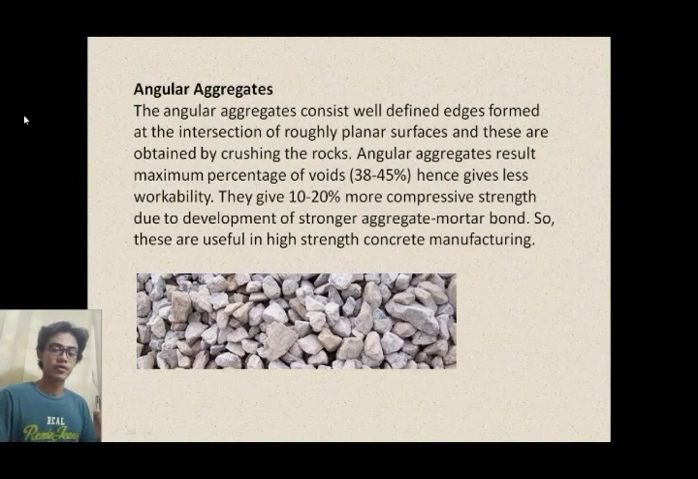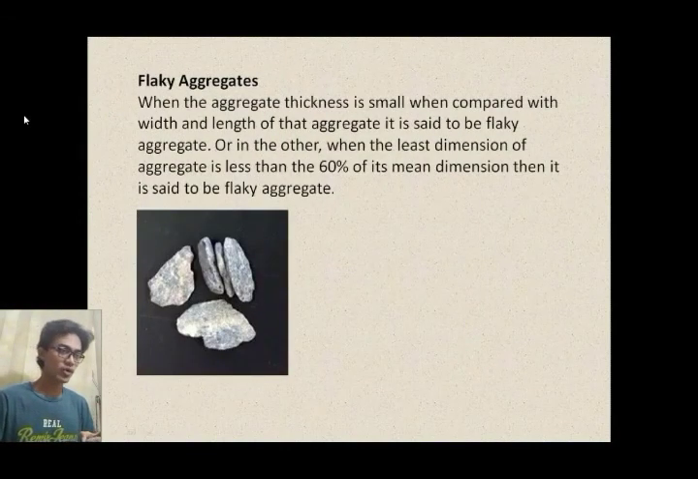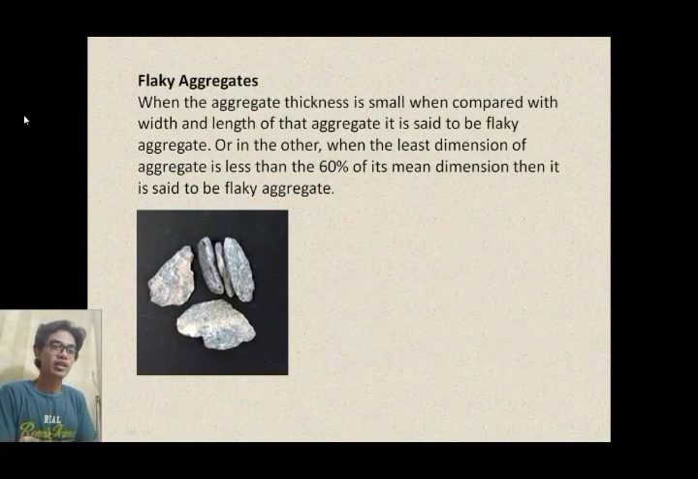because the angular aggregates give you more interlocking, give you more friction on that. So the third one is flaky aggregates. Well, these aggregates are really thin when you compare them to other aggregates like a rounded one, like an angular one.